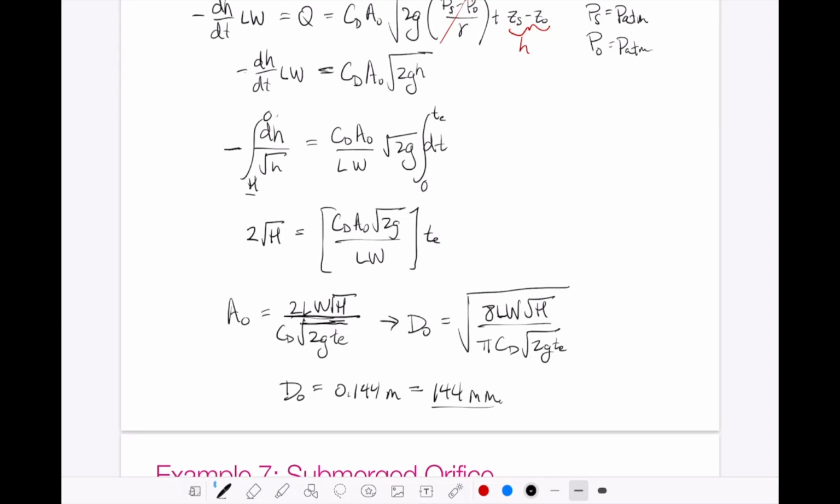We can just think of D0 as follows. How we got D0: A0 is equal to pi D0 squared over 4. So that's all we did to substitute there.